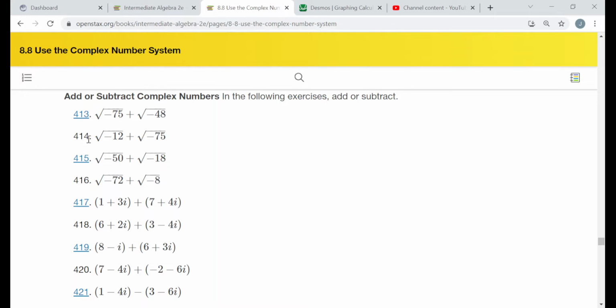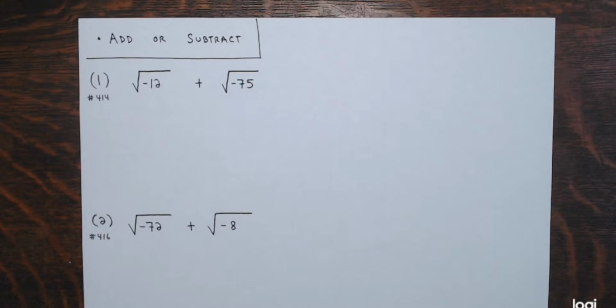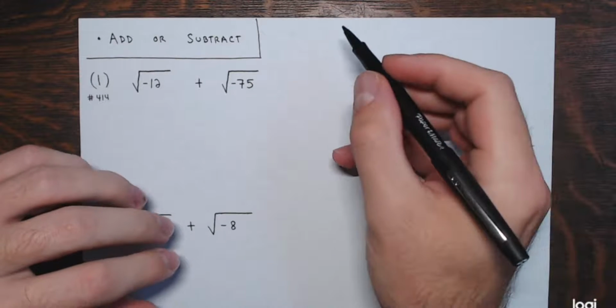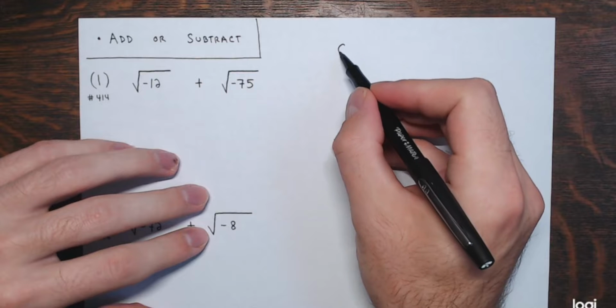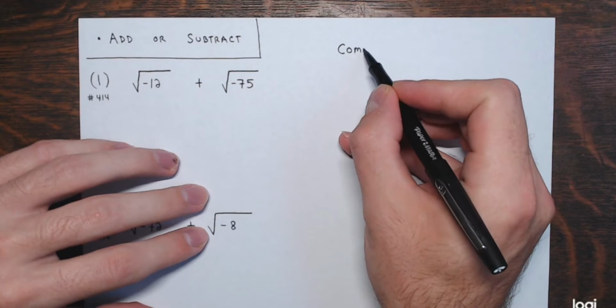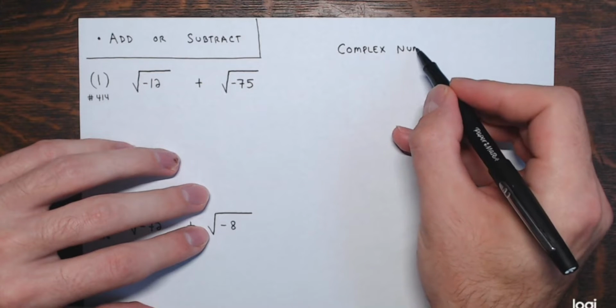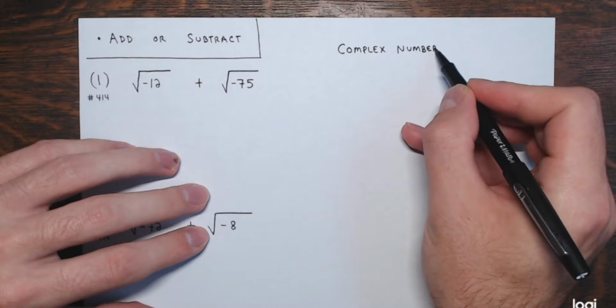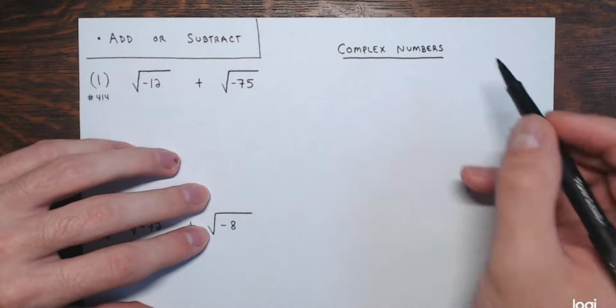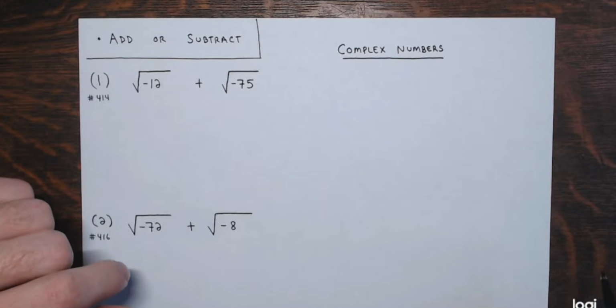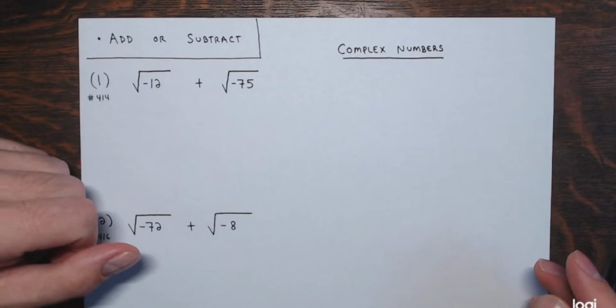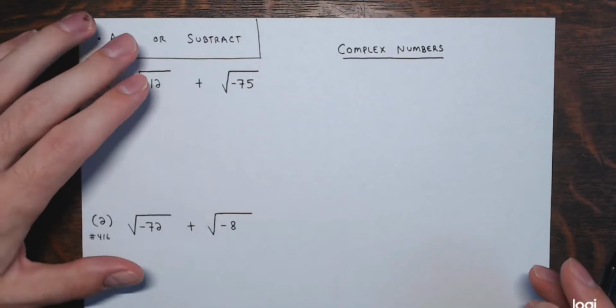So the first question, number 414, I have written out on some paper. We're simply asked to add or subtract the complex numbers. Before we get into the actual question, I want to talk about what the complex numbers are. The complex numbers are basically every number we're going to talk about in this intermediate algebra course.